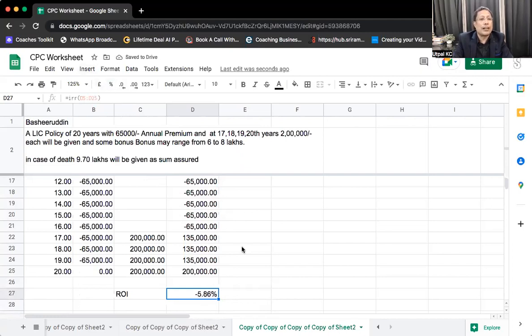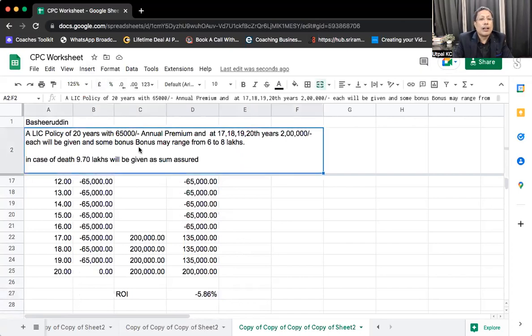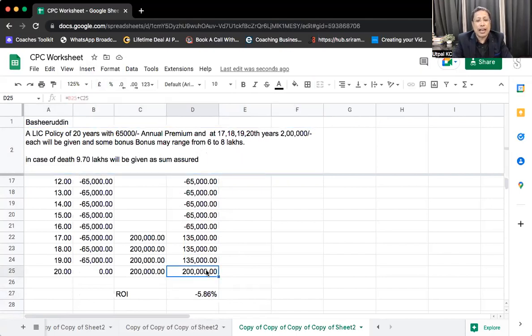Also, you are going to get some bonus, right? Bonus may range from 6 to 8 lakhs. So you see here, if you do not get bonus, then it is a loss making proposition, right? So you must get bonus. So how much bonus should I consider? Minimum for bonus, how much? 6 to 8 lakhs, 6 lakhs? 6 lakhs, 8 lakhs, whatever. Okay, fine. So you can just add it up here. Plus 6 lakhs. So then also it's really bad, right? It's really bad.